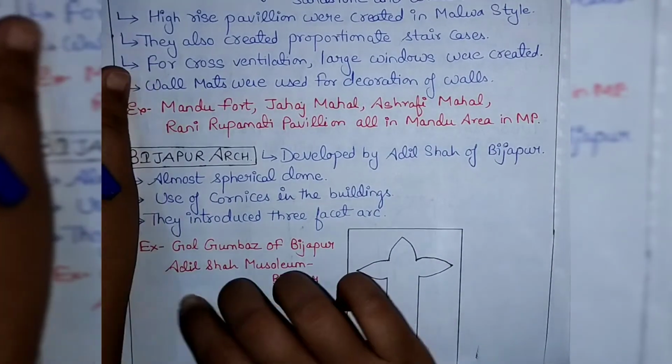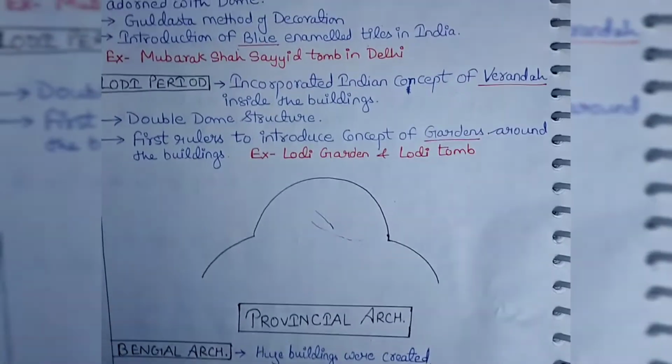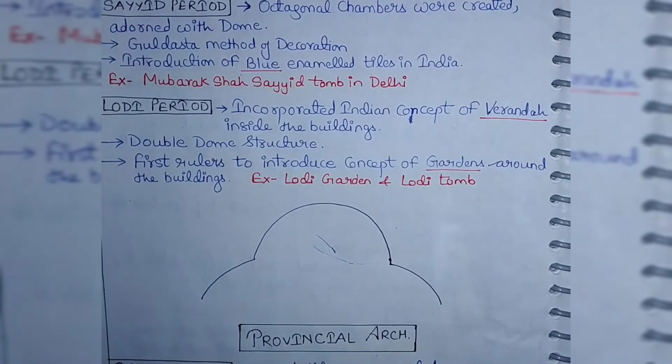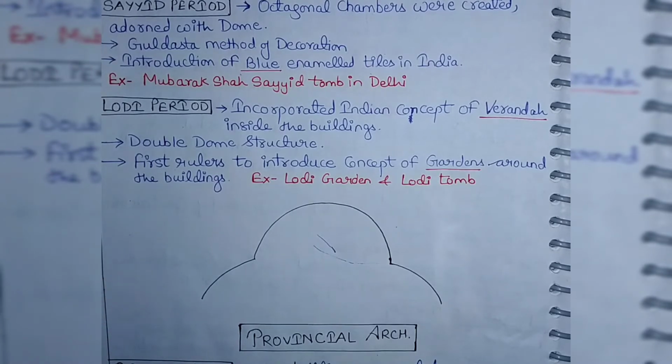So this was all about the Tughlaq period. Next we'll talk about the Sayyid period. In this, octagonal chambers were created, adorned with a dome. So eight chambers were created along with the dome on the top.